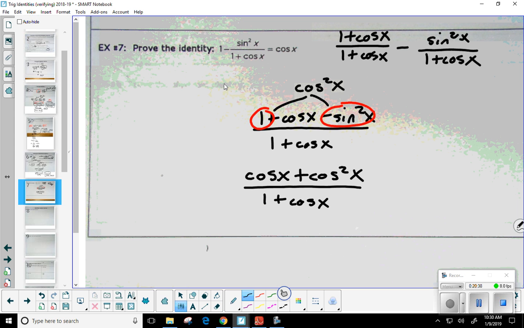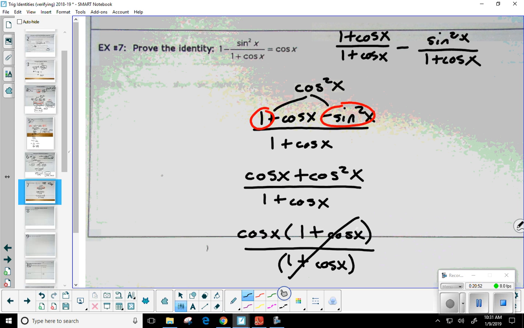Okay, you can factor a cosine out of the top. So cosine of x, that would leave me 1 plus cosine of x, which is still over 1 plus cosine of x. And I can do what? Cancel those groups and say I still ended up with cosine.